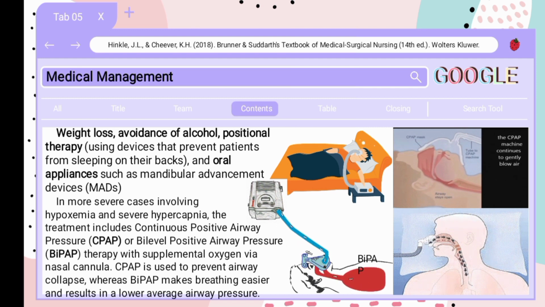A variety of treatments are used: weight loss, avoidance of alcohol, positional therapy, or using devices that prevent patients from sleeping on their backs, and oral appliances such as mandibular advancement devices. In more severe cases involving hypoxemia and severe hypercapnia, the treatment includes continuous positive airway pressure (CPAP) or bilevel positive airway pressure (BiPAP) therapy with supplemental oxygen via nasal cannula. CPAP is used to prevent airway collapse, whereas BiPAP makes breathing easier and results in a lower average airway pressure.